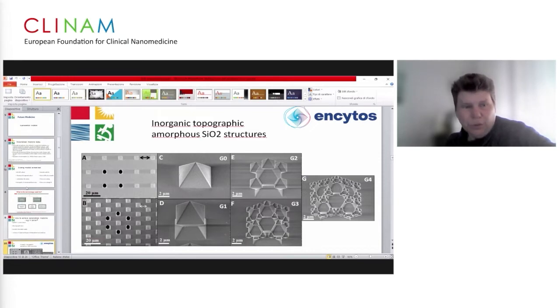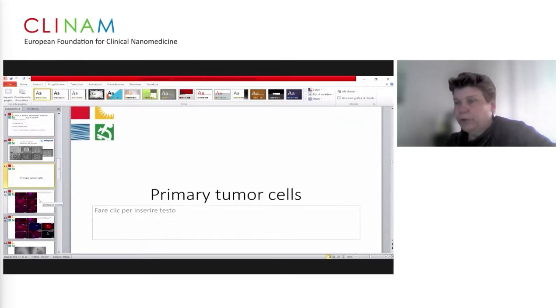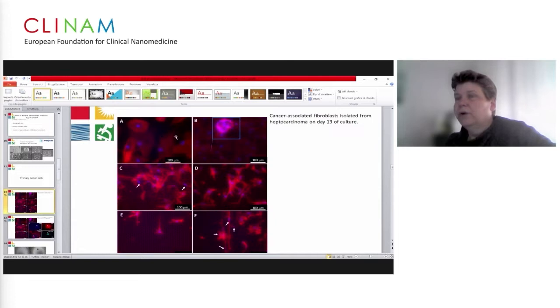And what we observed is that when we put primary tumor cells on top of this, we find on flat surfaces what you are used to seeing, these flat pancake-like cells with a lot of stress fibers. When we put them on these pyramidal structures, what we observed is that on one hand, we have a background of 2D, and we are creating spheroids. They form spontaneously, and they usually form within 24 hours.